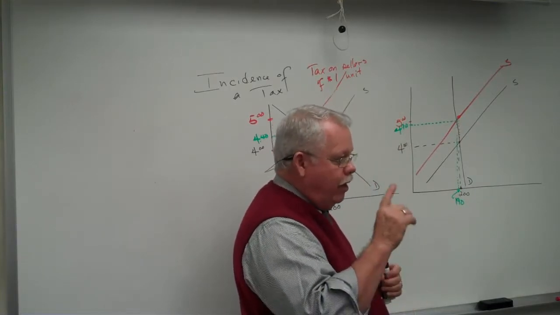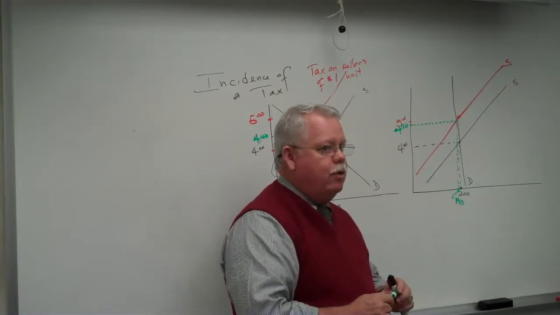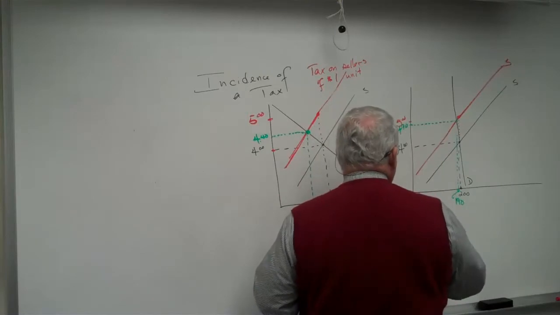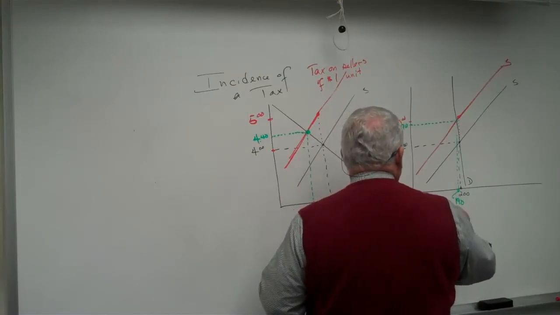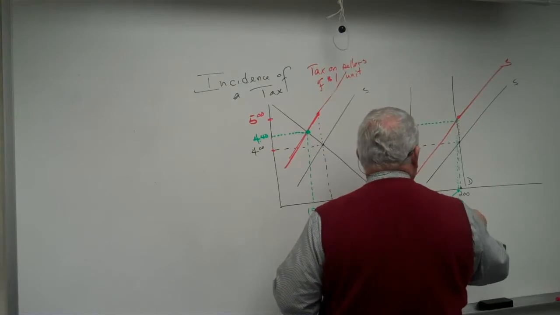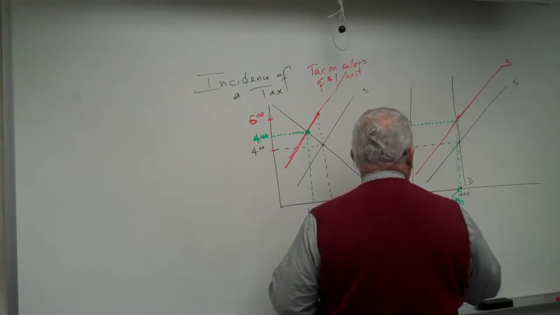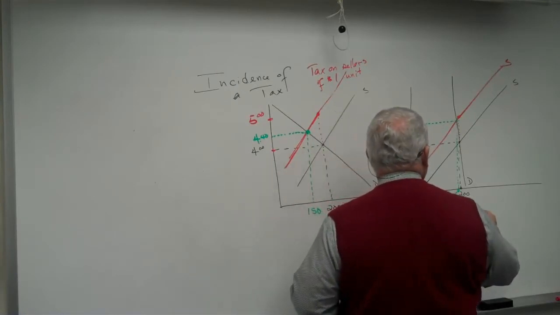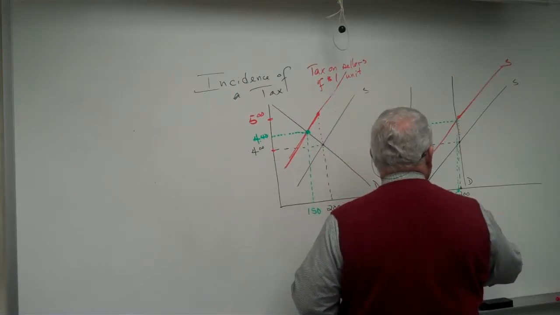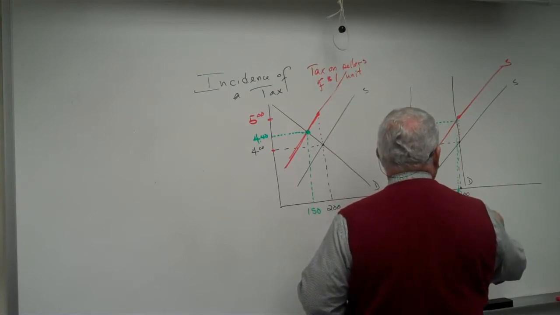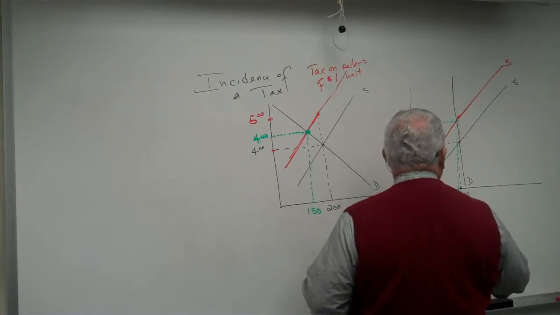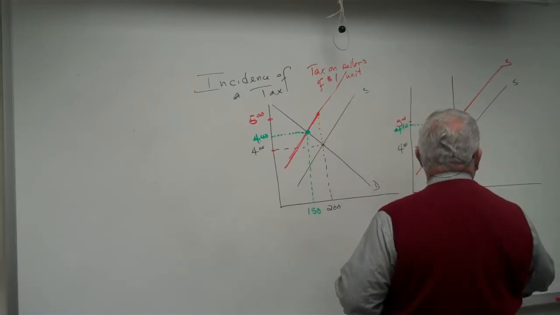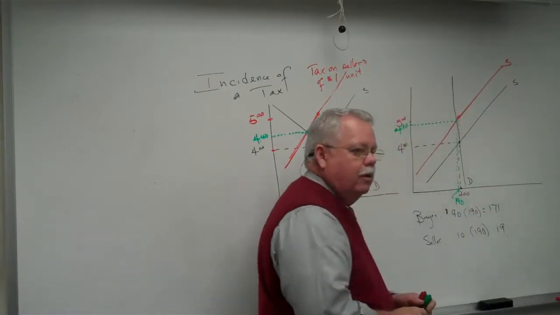Now, question one, how much tax per unit is the buyer paying? Okay. Change in equilibrium price. The buyer is paying 90 cents tax, so the seller's paying what? The other 10 cents. How much total tax is the buyer paying? 90 cents times 190 units. $171, and so the other $19 is paid by the seller.